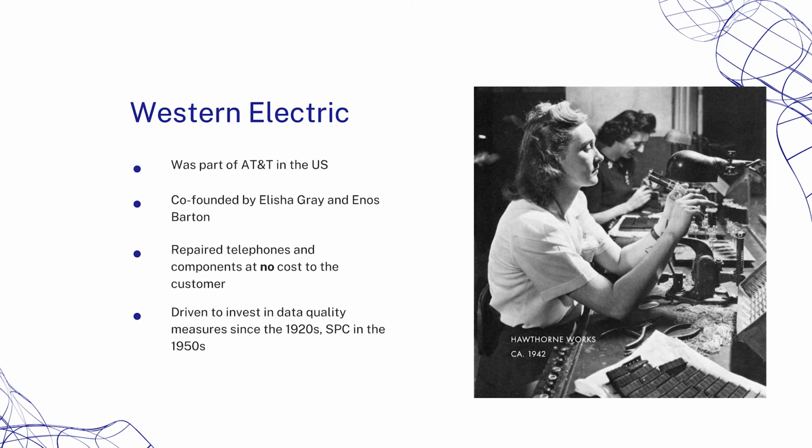This led to quite a unique position where they wanted to avoid and minimize as much as possible the costs involved in fixing these devices. So it drove them to really invest in what they call data quality and process control measures since the 1920s, and particularly in the 1950s, where they started with this idea of SPC, or Statistical Process Control, all around optimizing the assembly line to minimize the number of quality mistakes and maximize visibility across the supply line and the production line.